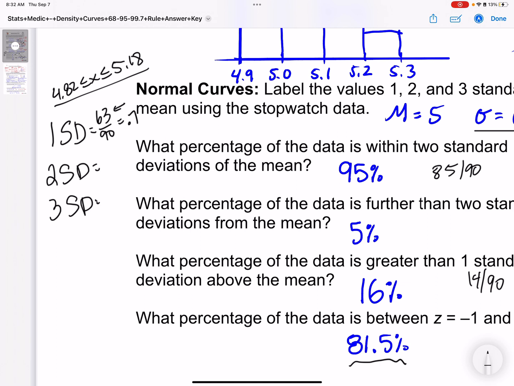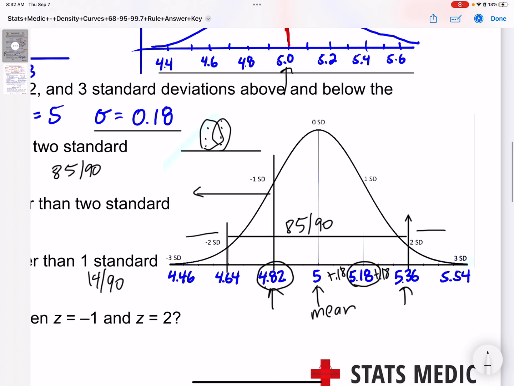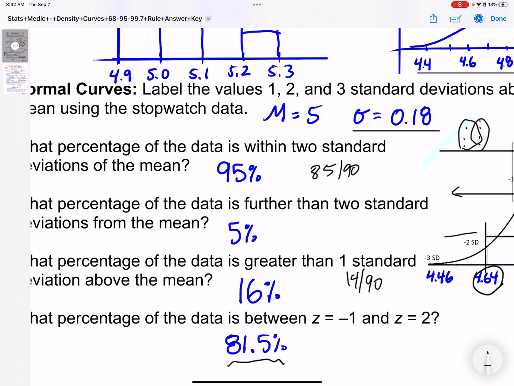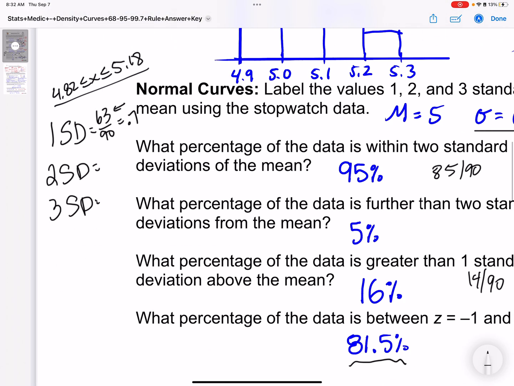Then we did the same thing for 2 standard deviations, from 4.64 to 5.36, and we got 85 out of 90, which is equal to about 94%. And then 3 standard deviations of the mean, we got about 89 out of 90. And so 89 divided by 90 is about 99%.